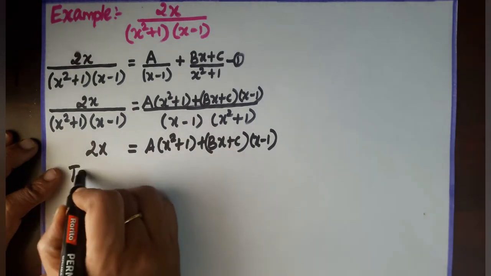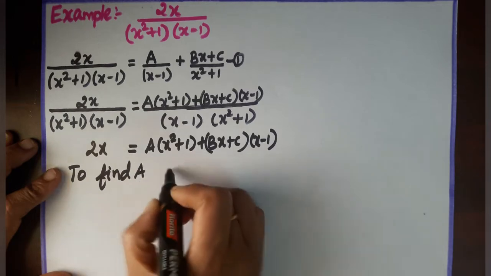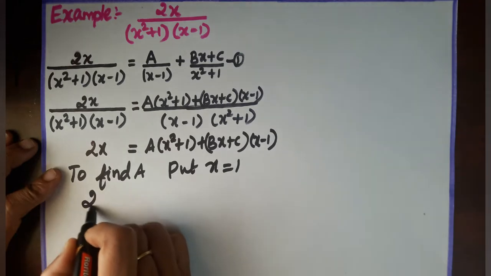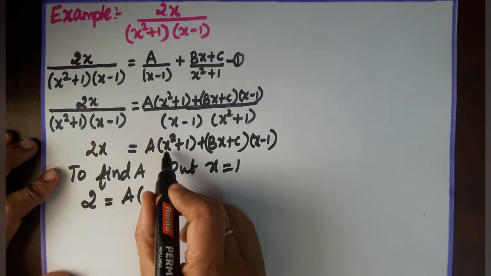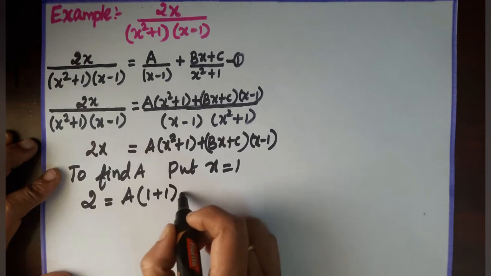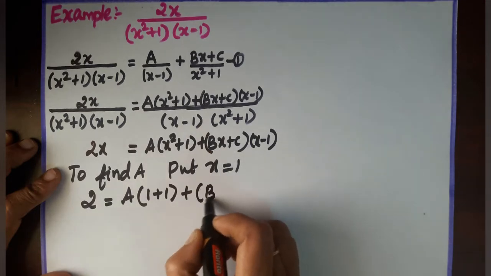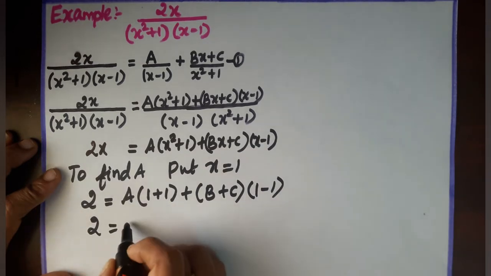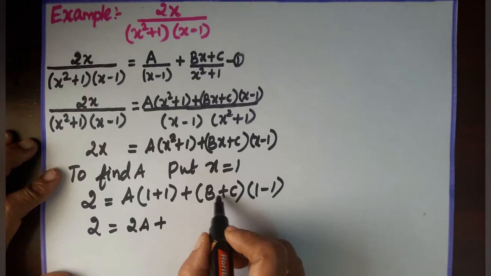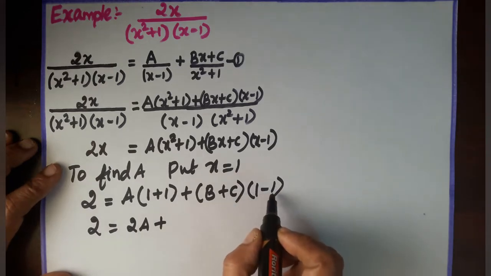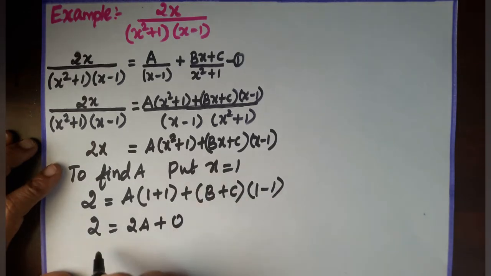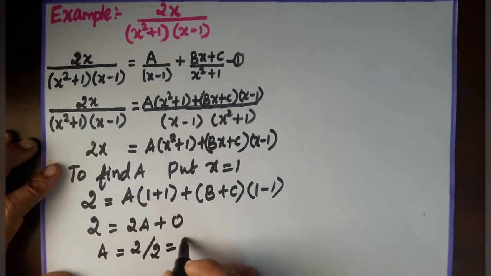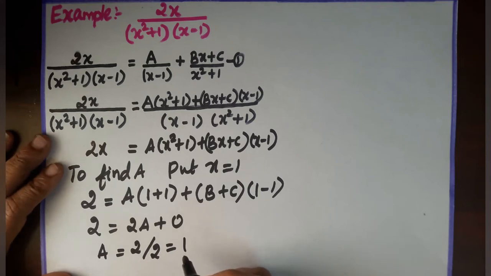To find A, put x equal to 1. Then we get 2 into 1 is 2, equal to A into 1 square is 1 plus 1, plus b into 1 is b plus c, into 1 minus 1. 2 equal to 1 plus 1 is 2, so 2A plus b plus c into 1 minus 1. 1 minus 1 will become 0, and 0 into b plus c will become 0. Which gives A equal to 2 by 2, which is nothing but 1.